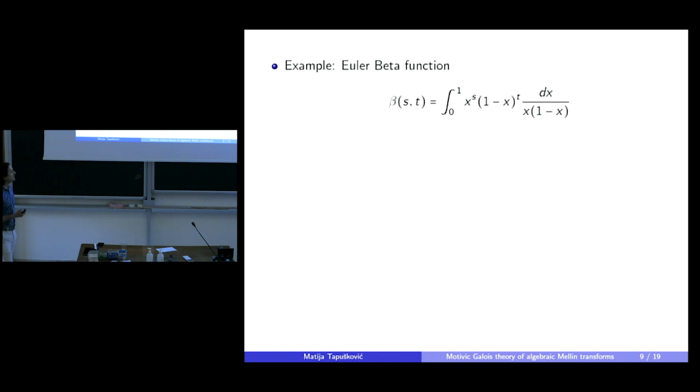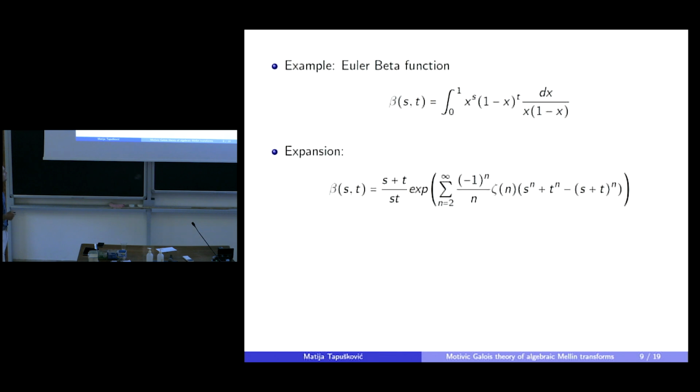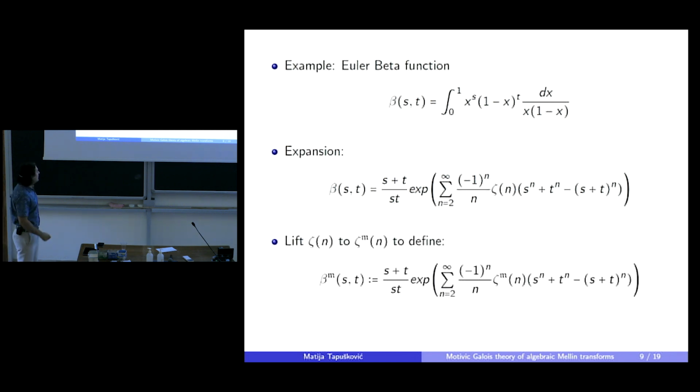So the beta function, here the big N is 2. We have two functions, x and 1 minus x, from P^1 minus {0, 1, infinity} to G_m. And we look at this integral, and this has an expansion of this shape. Crucially, the coefficients of s and t in this expansion are single zeta values. Let's just ad hoc lift these single zetas to motivic zetas to define this beta motivic here. It's just replacing zetas with their motivic versions.